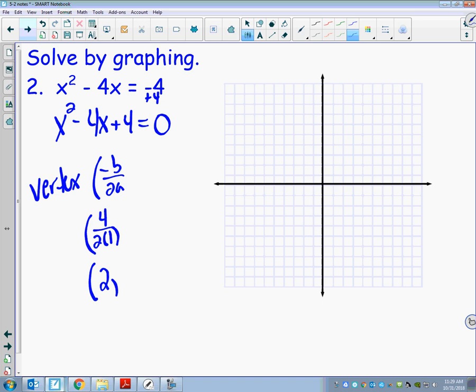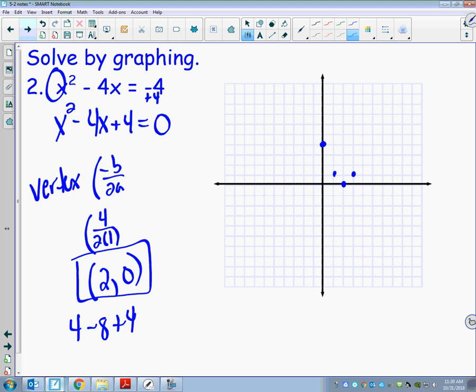When I plug 2 back in to here or here, it's up to you. I'm going to do it to this one. I would get 4 minus 8 plus 4, and that does give me 0 as my vertex. So my vertex is at 2, 0. Again, there's no multiplied number in front of the x squared, so it's not stretched any. I could just go over 1, up 1. I could also use my y-intercept of 4, flip it over, but that is 3 apart. On this one, if I said solve this, it's really just x equals 2. The same number twice, x equals 2.